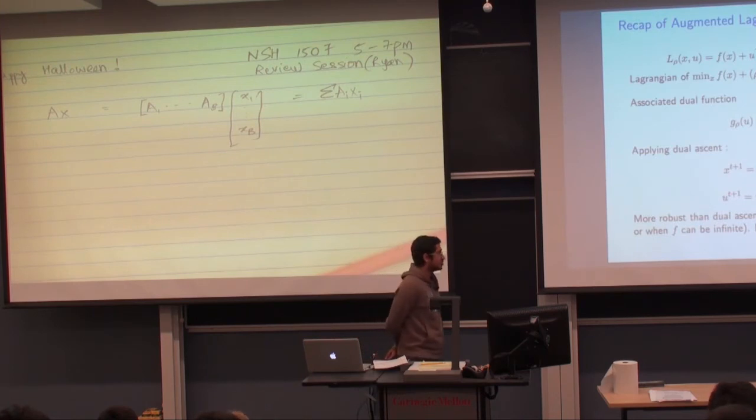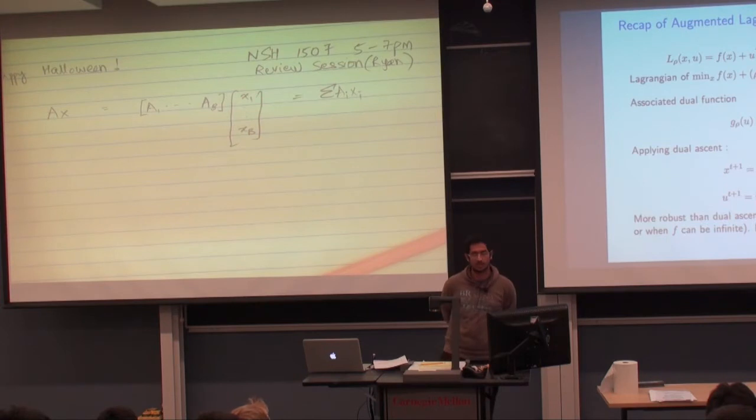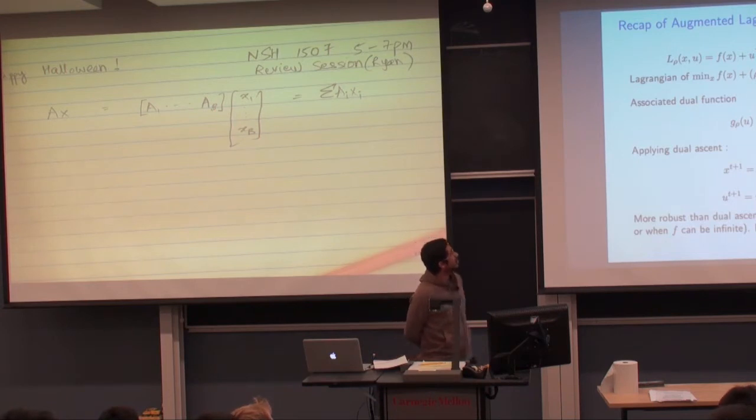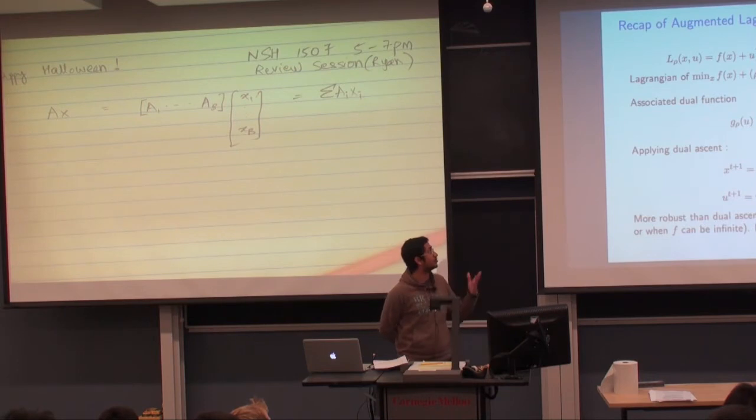Okay, so just a short recap of what the augmented Lagrangian was. It's also called the method of multipliers. So the augmented Lagrangian is the first line up there. The usual Lagrangian is just f of x plus a dual variable u transpose Ax minus b. And now we augment it with something else. We augment it with this additional term.